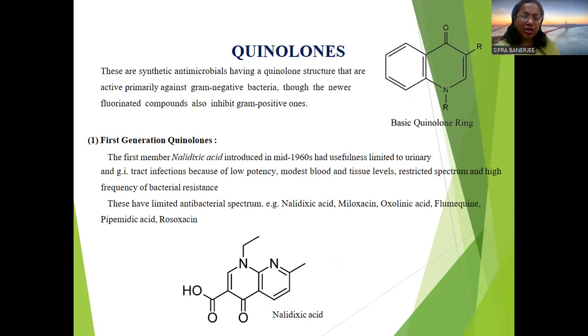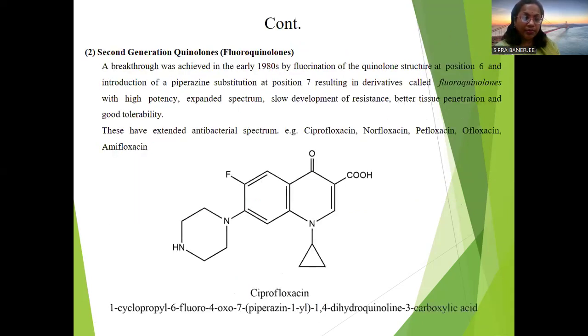Two nitrogen containing heterocyclic members, that is two pyridine molecules, will be there. Now the second generation quinolone, that is a fluoroquinolone. Here you can see two benzene rings attached, and one piperazine ring molecule is present with this compound. Two nitrogen containing 6-member rings. Okay, so this is a very important structure and easy also.